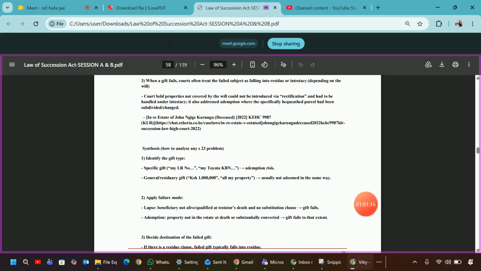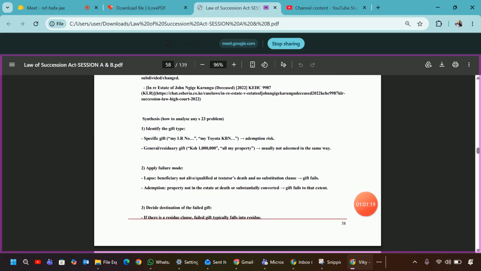So how do you analyze any Section 23 problem? Identify the gift type. Is it a specific gift? My LR number, my Toyota KBN, then it can suffer ademption risk. If it is a general or residuary gift, for instance, cash 1 million, or later refers to all my property, usually not deemed in the same way.